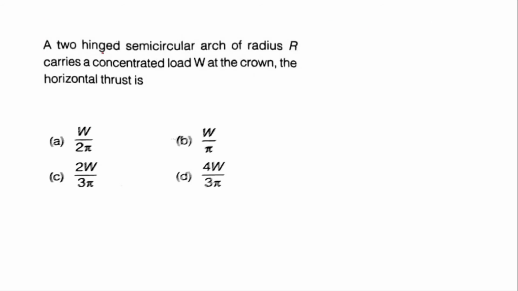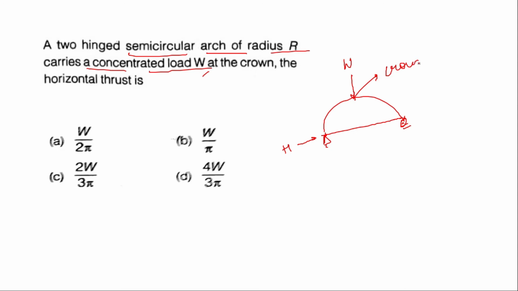A two-hinged semicircular arch of radius R carries a concentrated load W at its crown. Suppose this is a 2D figure, and it carries a concentrated load W at its crown. This is the ground and this is the 2D arch. We have to find out the horizontal thrust, that is H, acting on this structure. So this is a two-hinged arch, that is it is hinged from here and here, and it is not hinged from here. And this topmost point is called the crown of the two-hinged or three-hinged arch.